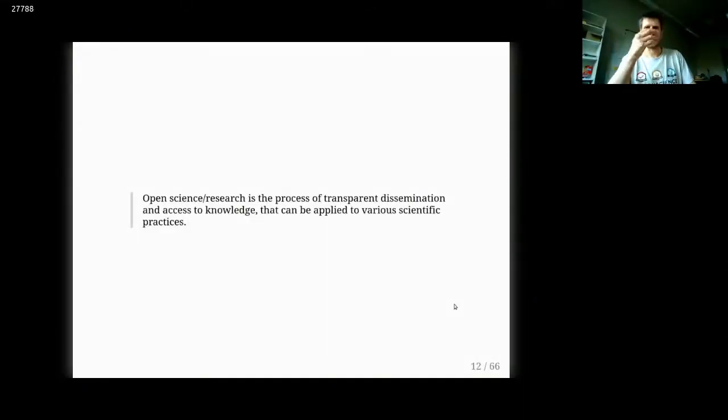Here's a definition from Wikipedia that says open science or research. I prefer to talk about open research because I think it also applies to non-sciences. So open research is the process of transparent dissemination and access to knowledge that can be applied to various scientific practices. So it's kind of vague.